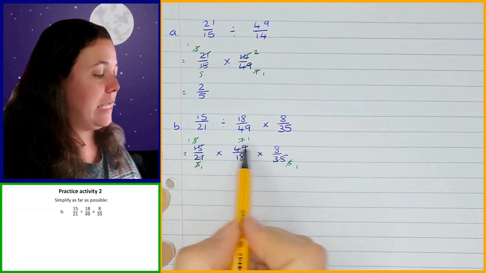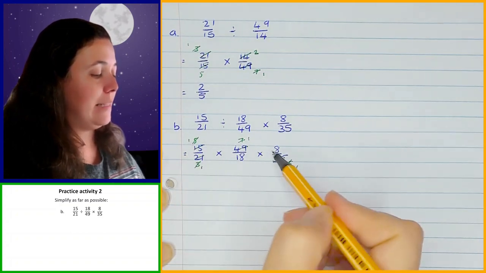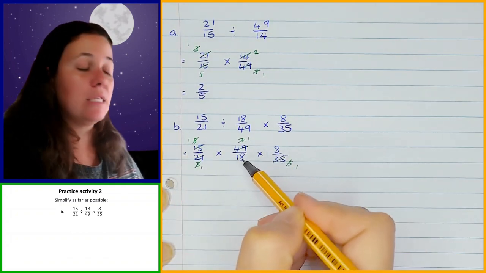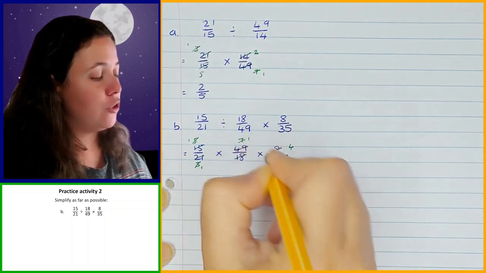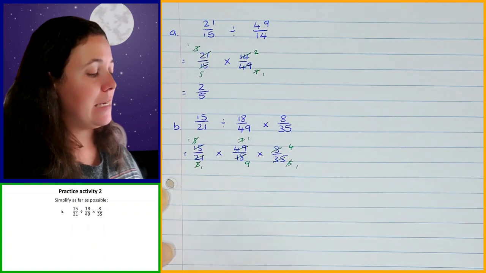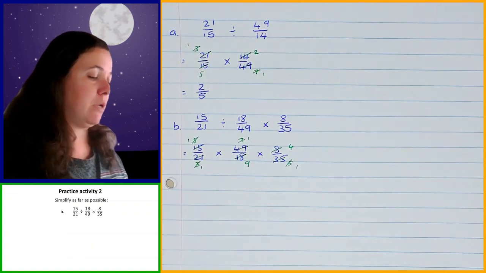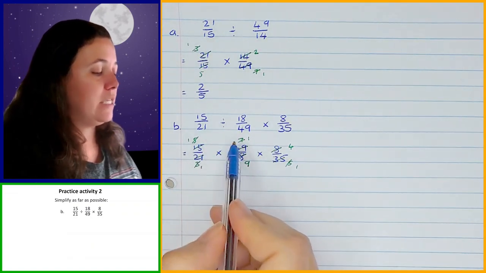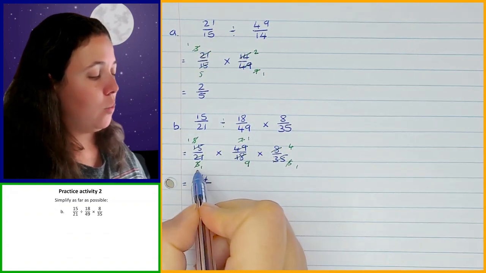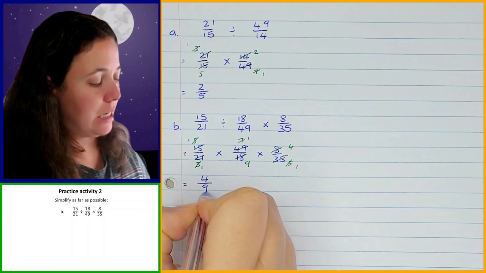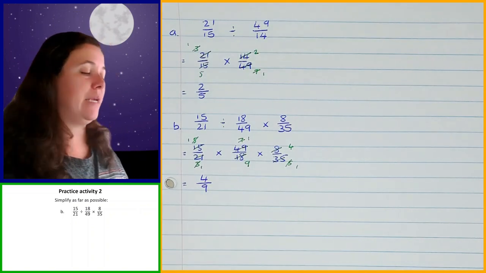So now all I've got left is 1, 1, 1, 1, and then over here I've got 8 and 18. I can still simplify those because 2 goes into 8 4 times, 2 goes into 18 9 times. Now there's nothing else I can do, so I'm going to multiply my numerators, giving me 1 times 1 times 4, which is 4, over 1 times 9 times 1, which is 9. So that's what we should have got for question B.